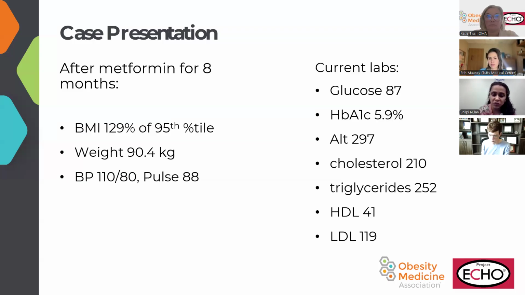The most recent labs, she had a fasting blood glucose of 87. Her A1C is still in the pre-diabetes range. Her liver enzymes haven't changed much. It was in the 200s when she presented, and they're still in the 200s. I had referred her to our gastroenterologist because of significantly elevated ALT levels when she presented. They did some additional labs, which I'm going to share with you in my next slides, but everything was normal. So all the elevated ALT was attributed to MASLD. She also had elevated triglyceride levels, very consistent with insulin resistance and metabolic syndrome.